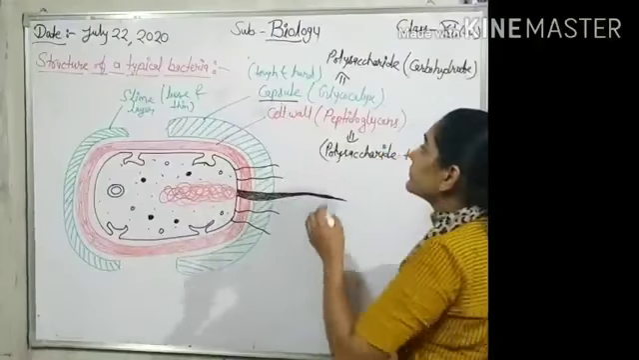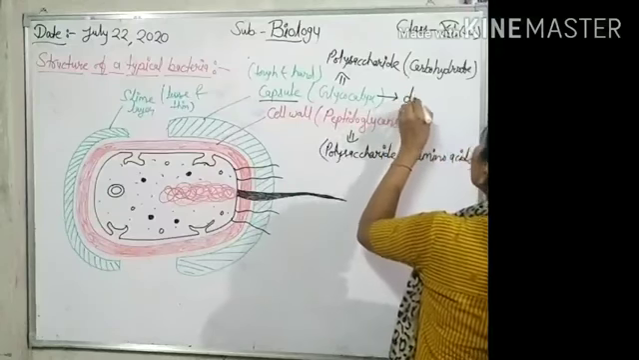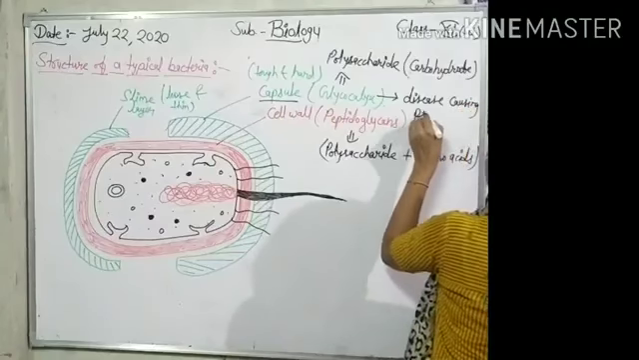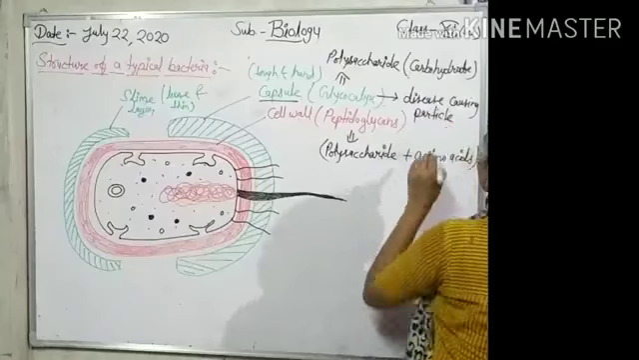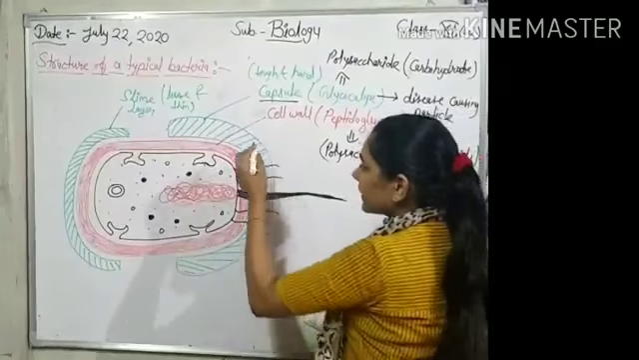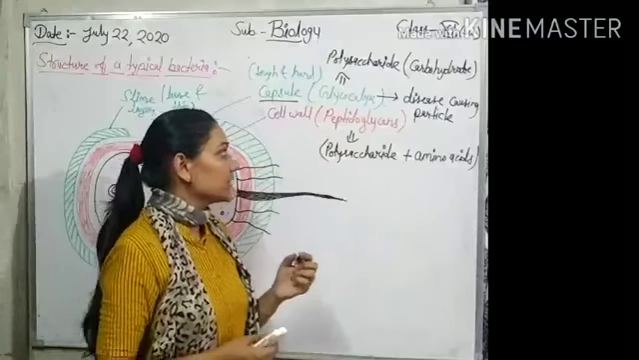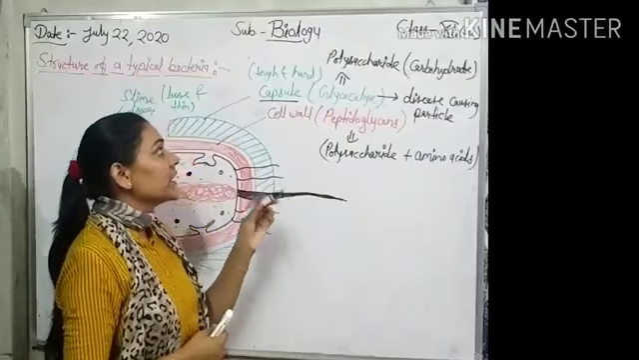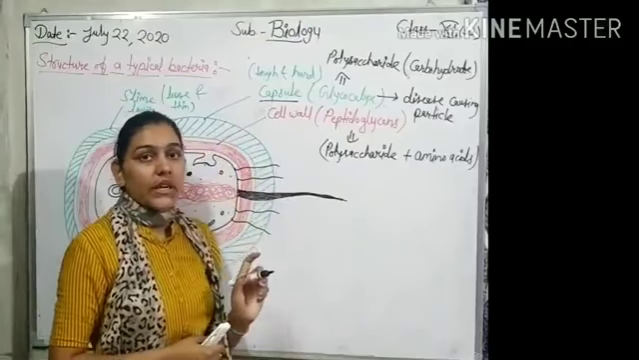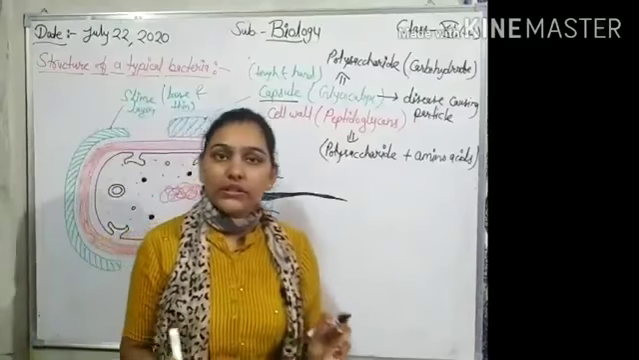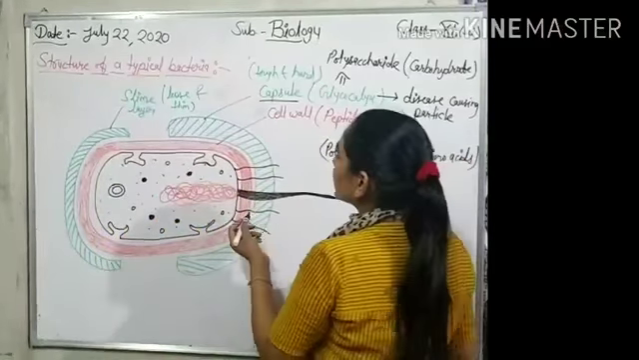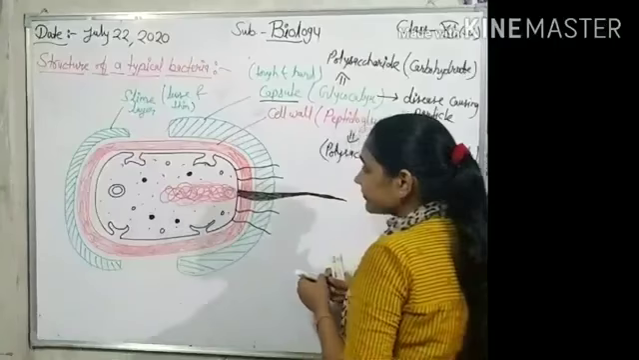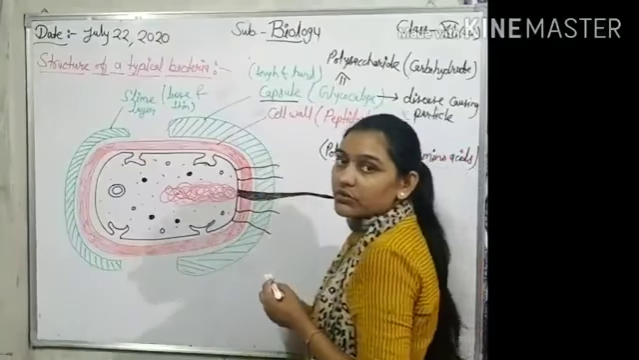The capsule part has disease-causing particles. So capsulated bacteria are known as virulent and non-capsulated bacteria are known as non-virulent. It means capsulated bacteria are disease causing and non-capsulated bacteria are non-disease causing. So the capsule describes the virulence nature of bacteria, and the cell wall is also non-living.